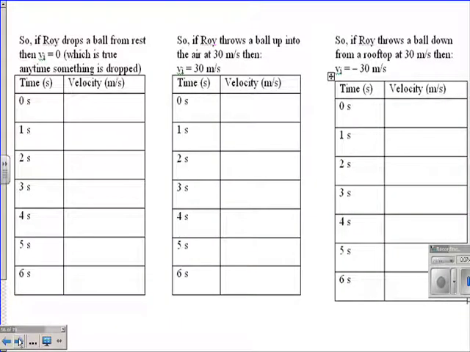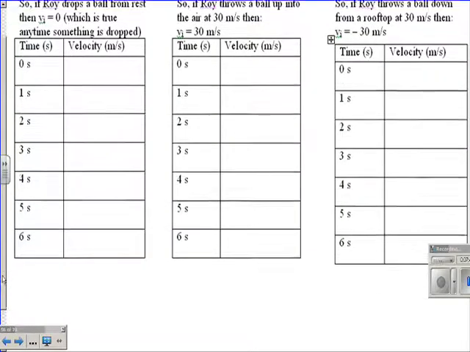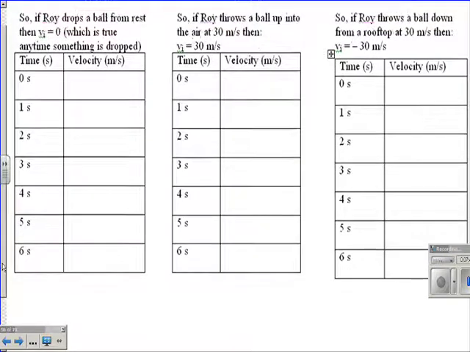All right, so let's apply this to a problem. We're going to do a few things here. We've got three different examples, which we'll call example 1, 2, and 3. In example 1, Roy drops a ball from rest. So your initial velocity is going to be 0. That's going to be true anytime you drop something. If you drop something, it starts at rest, so the velocity starts at 0.